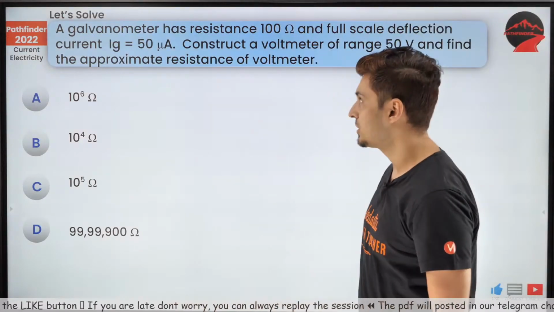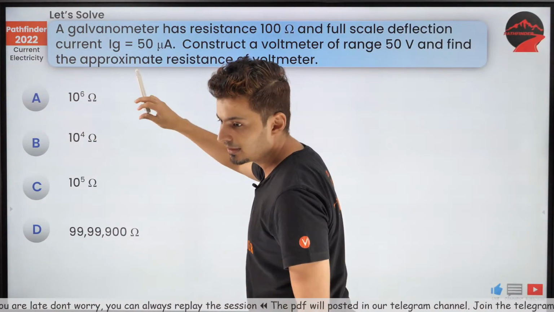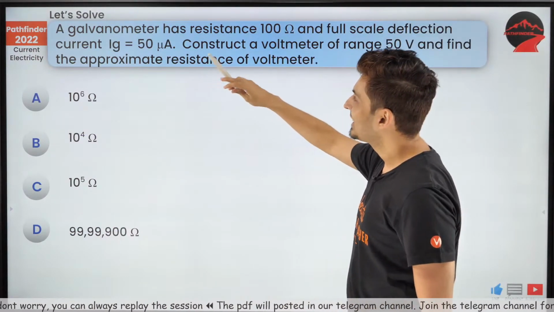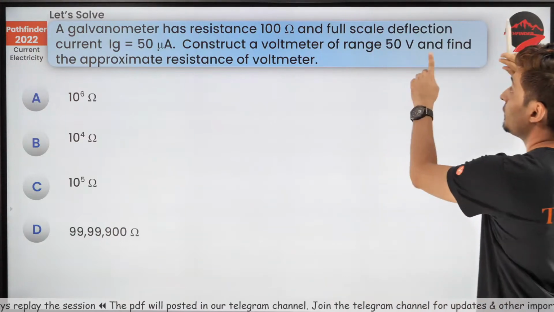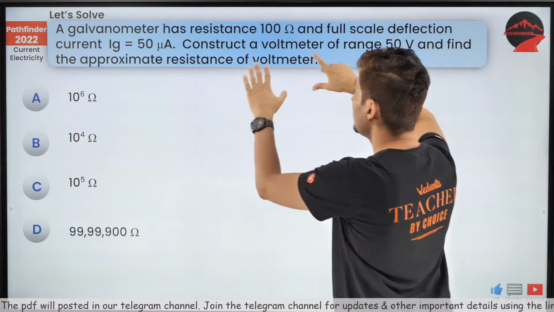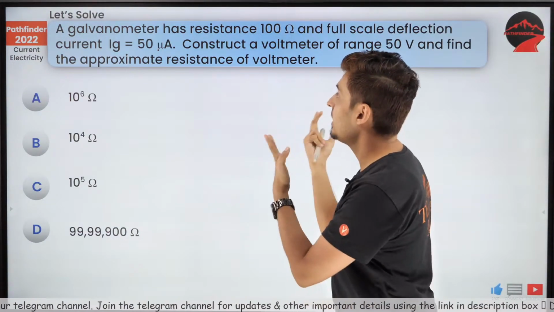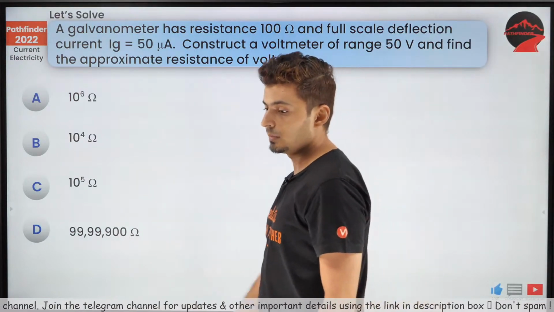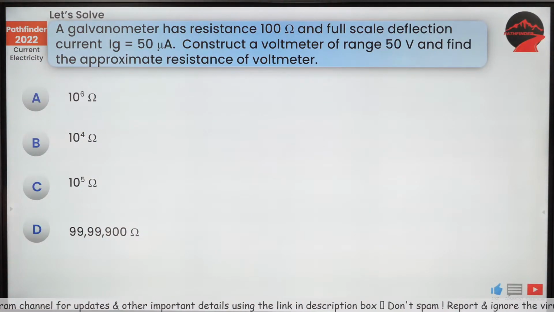Let's get going to the next question coming up on your screen. Yep, Yalini. Thank you, Deepak, so much. Now we'll look at this question. There is a galvanometer, it has a resistance of 100 ohms, and the full scale deflection current is 50 microamperes. Construct a voltmeter of range 50 volts and find the approximate resistance of the voltmeter. Come on, let's do this.